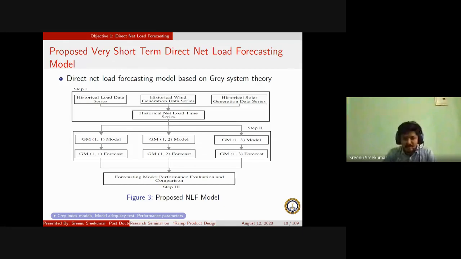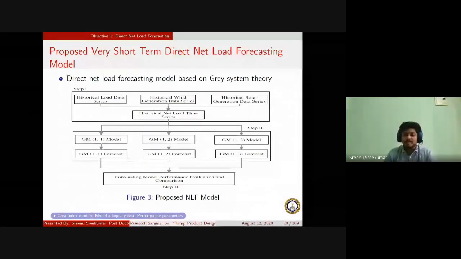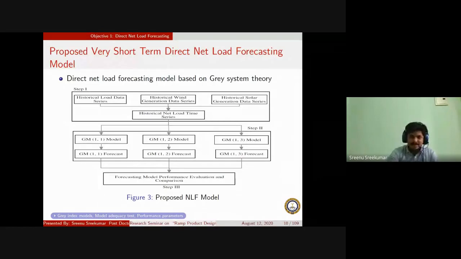In GM11 only one variable is used. It is a univariate model. Previous time step data is used here. In GM12, previous time step plus previous year similar data is used. In GM13, previous time step plus two previous years similar data is used. And in the last step, it obtains forecasting performance parameters and also compares forecasting performance with a standard model like ANN.